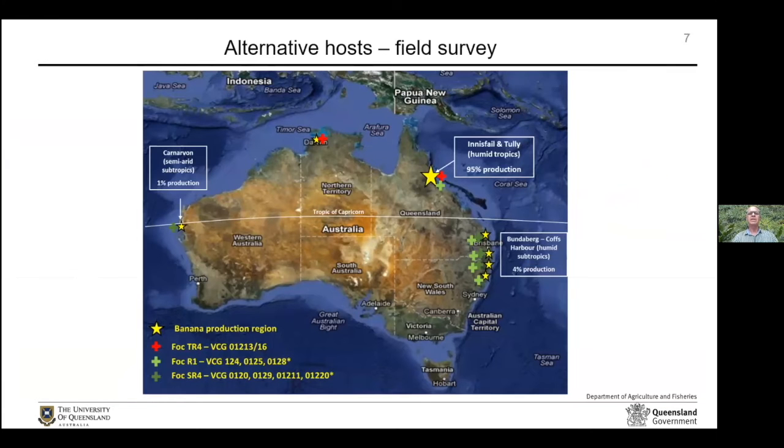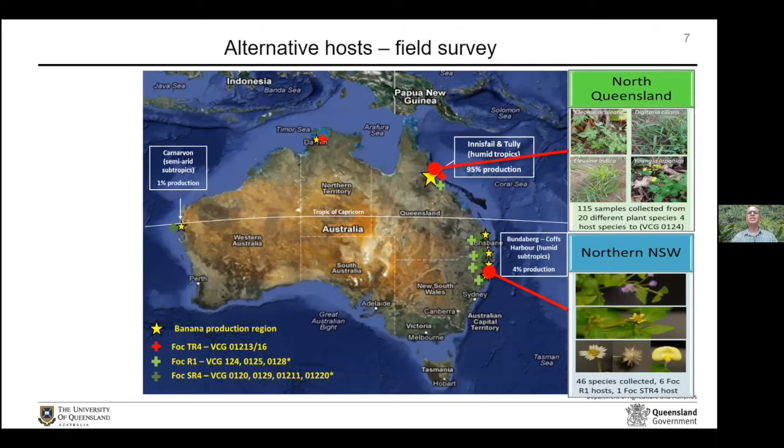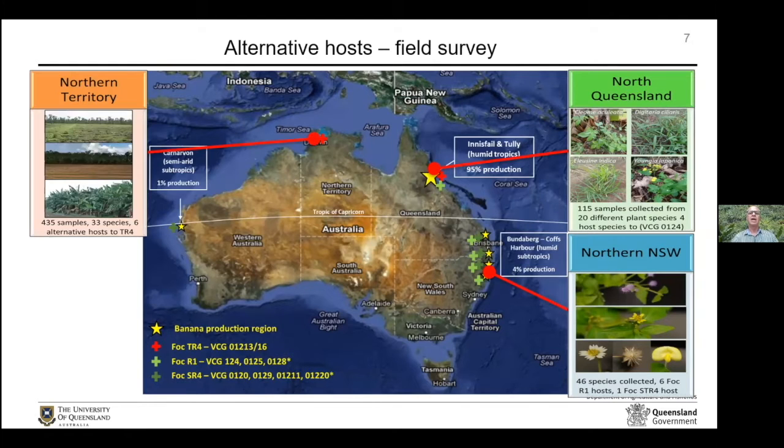What we did in Australia is we looked at the main banana production areas, firstly in northern New South Wales, where we sampled fields with alternative hosts to race 1 and subtropical race 4. In North Queensland, we did the same for race 1. This is where 90 to 95% of Australia's bananas are produced. And we also did the same in the Northern Territory, where tropical race 4 is endemic.